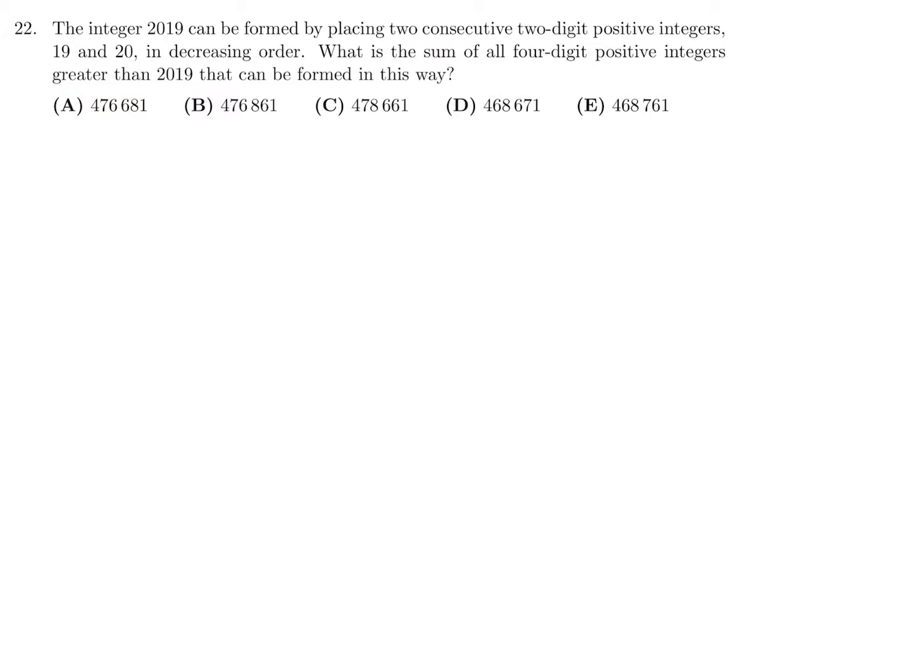And the two numbers I choose are consecutive, okay? So I guess I'm starting with 19, and then 20, and then 21, and then 22, and all the way up to the largest one, which is 99. So that means if I want integers greater than 2019, the very first one I'm going to start with is 20 and 21.